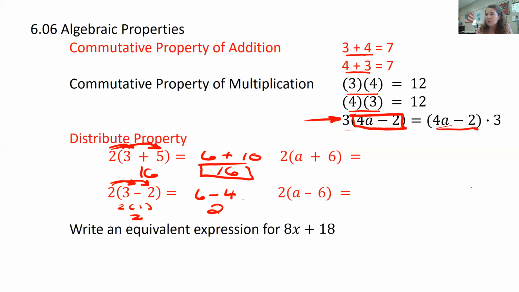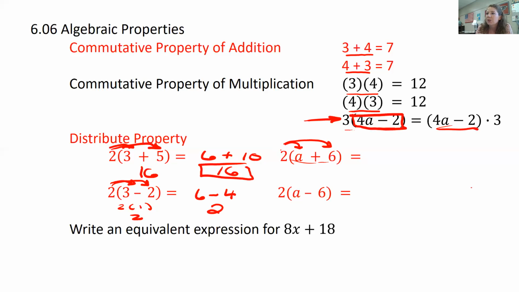Now the reason we use the distributive property is because when we have numbers in the parentheses that are unlike terms, we literally can't add them together. We're not allowed to add unlike terms. So to solve this problem, to simplify it, we have to use the distributive property.